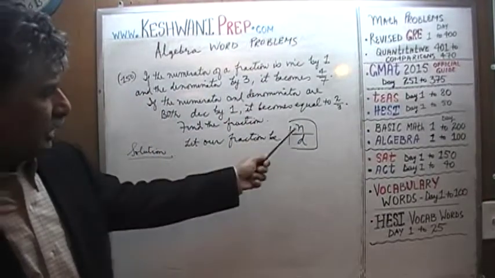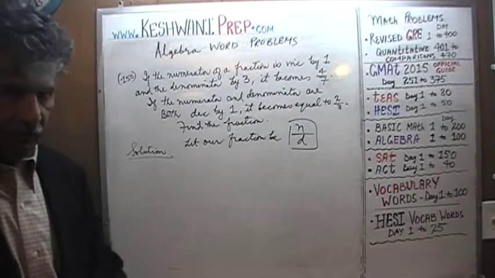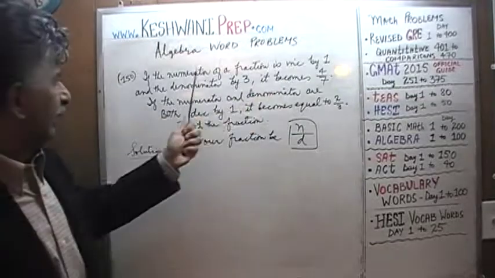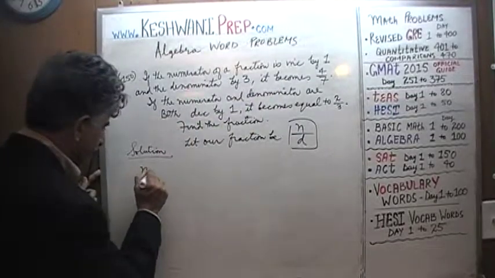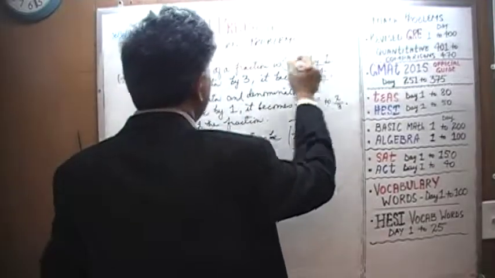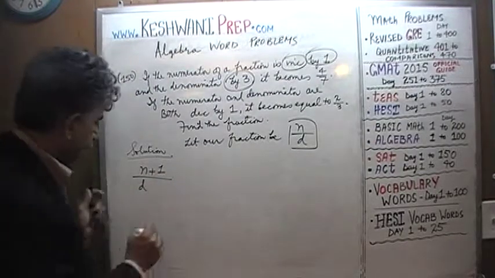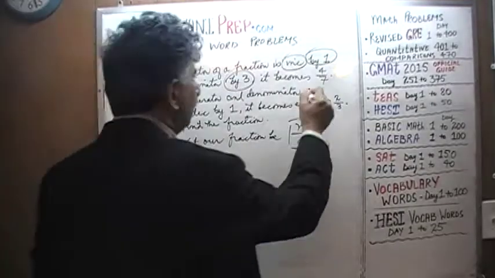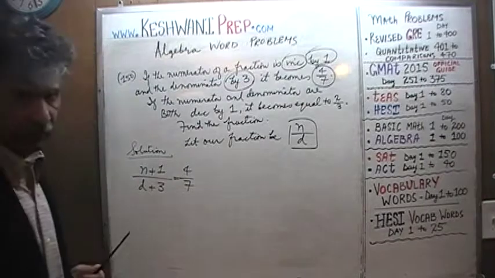We're going to use letter n to represent the numerator. Letter d will represent the denominator of the fraction. And now we can begin the story. If the numerator is increased by 1 and the denominator by 3. So here's our numerator that we started out with, n. If we increase that by 1, and the denominator by 3. So this is the denominator we begin with. If we increase it by 3, then we are told that it becomes equal to 4/7. So that's our first equation.